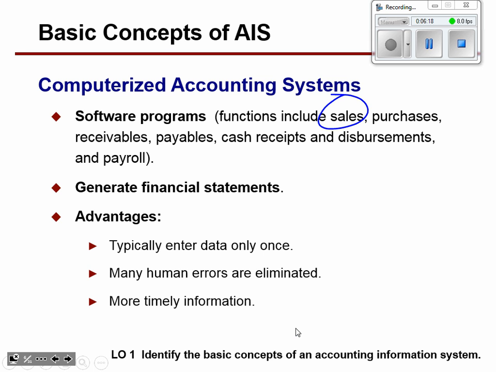A human is still putting the information in, but it might find human errors easier. And of course, it's going to be more timely. You don't have that cumbersome handwriting of everything.